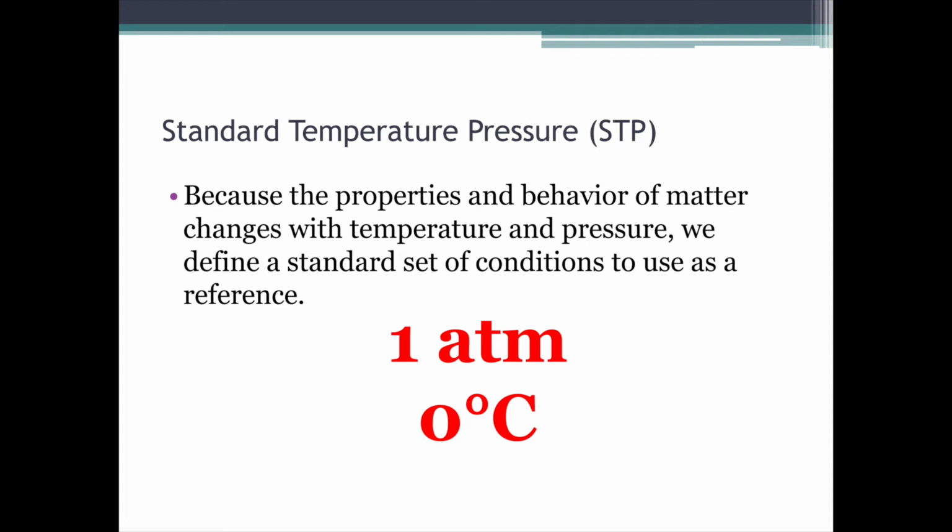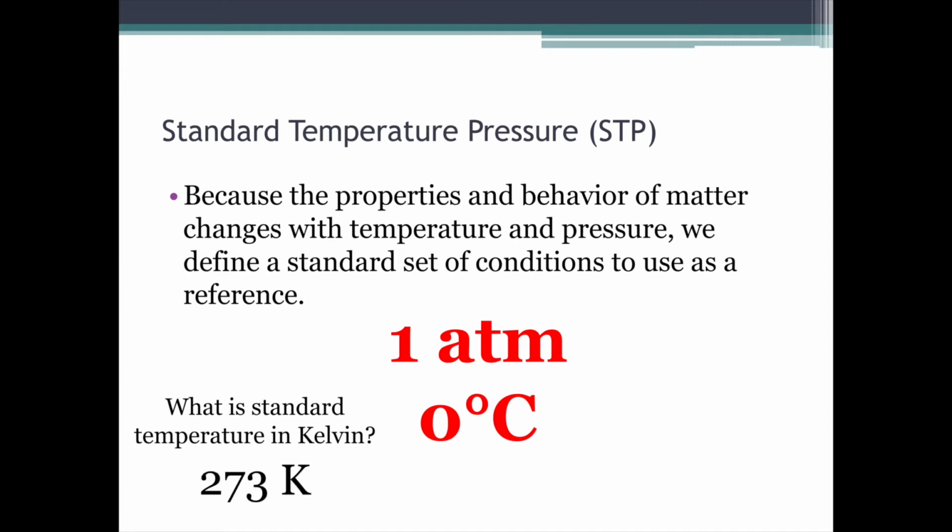Now, Celsius is not always the unit of temperature we want to use in chemistry. We will also use Kelvin. So remember, to find Kelvin from degrees Celsius, we add 273. So standard temperature in Kelvin is 273 Kelvin. Also recall, Kelvin does not use degrees. It is just Kelvin, not degrees Kelvin.